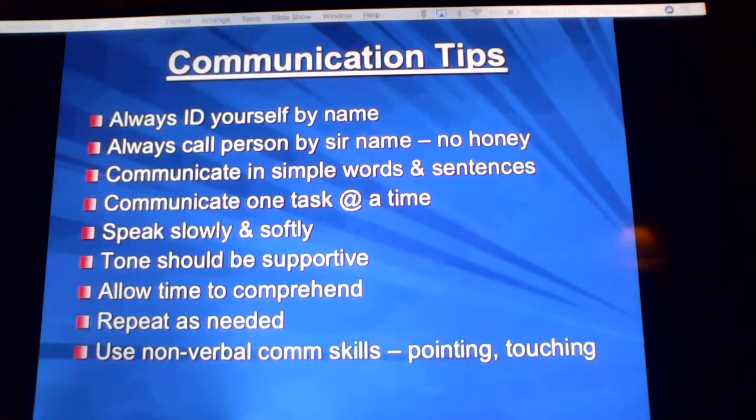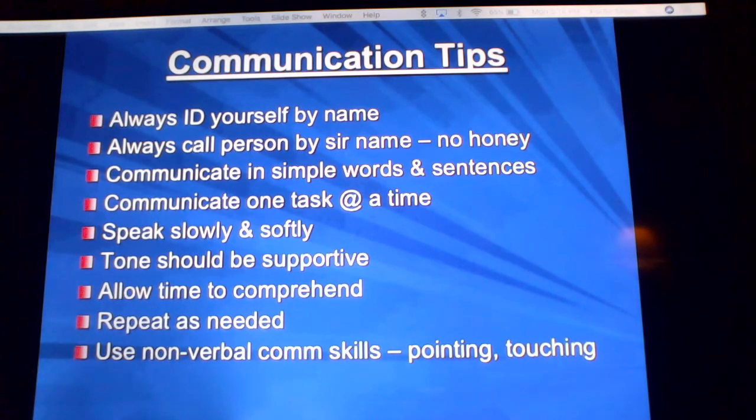Communication tips. We're always going to identify ourselves by our name. Hi, my name is Mike. I'm your nurse today, Mr. So-and-so. How are you doing today? We always want to use the person's surname, Mr. So-and-so. We don't say honey. Now, if the person says, you can call me honey or you can call me Ralph or whatever, that's fine. But we start out with their proper surname.